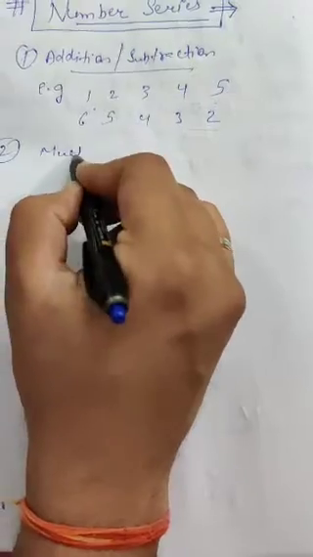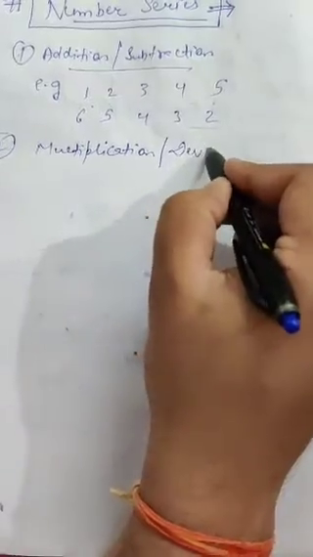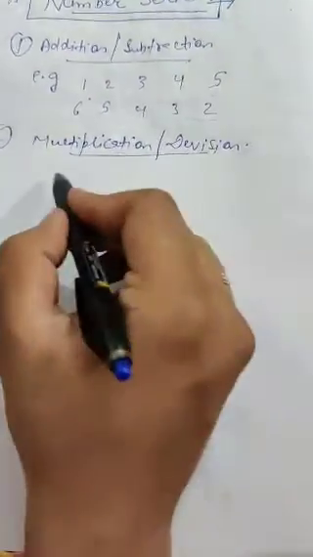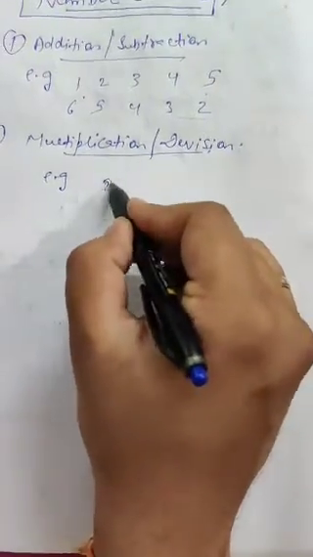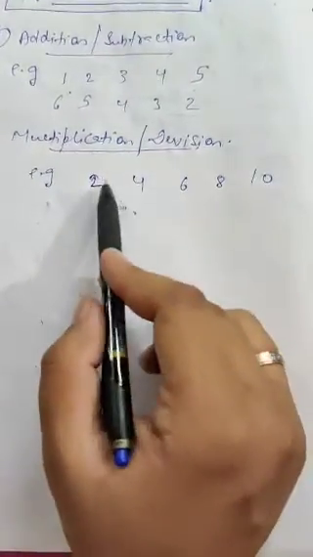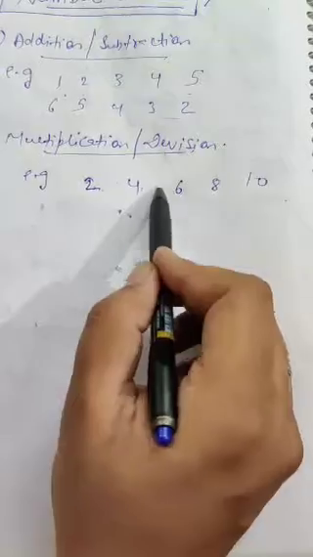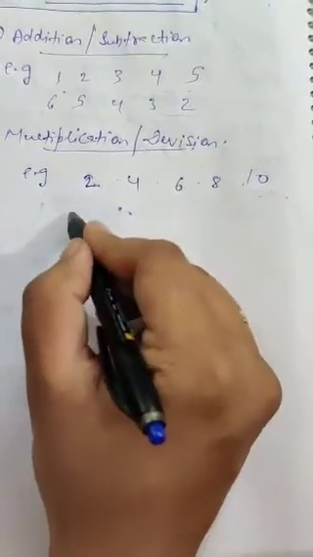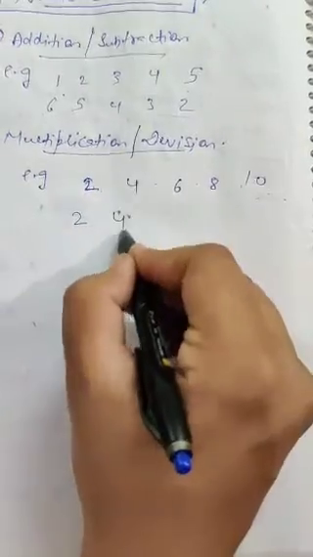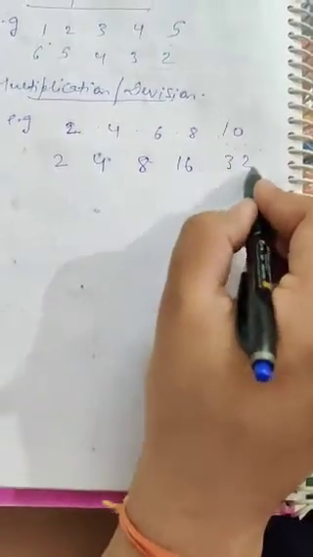Similarly, second is multiplication or division. For example, 2, 4, 6, 8, 10. What is happening here? We can say this is the multiple of 2, or one more series is applying here, +2, +2, +2, +2. Another example: 2 multiply 2 is 4, 4 multiply 2 is 8, 8 multiply 2 is 16, 16 multiply 2 is 32, and so on. This is completely based on pure multiplication.